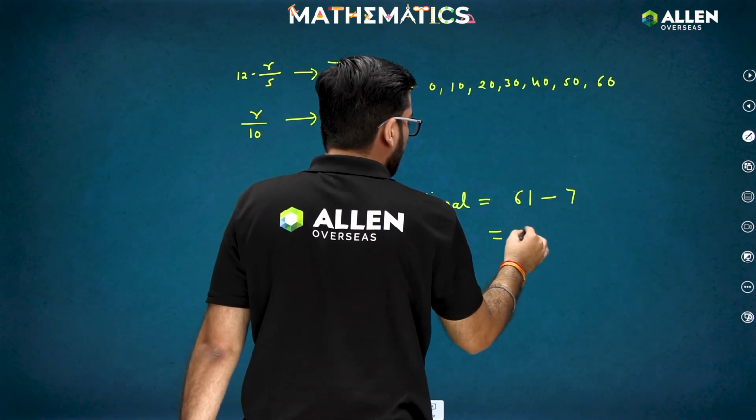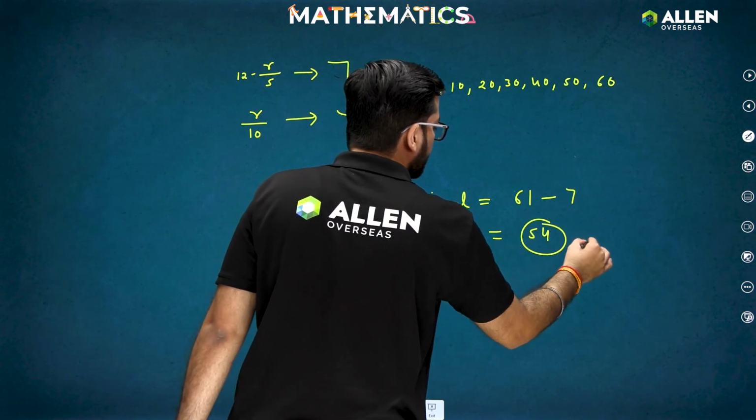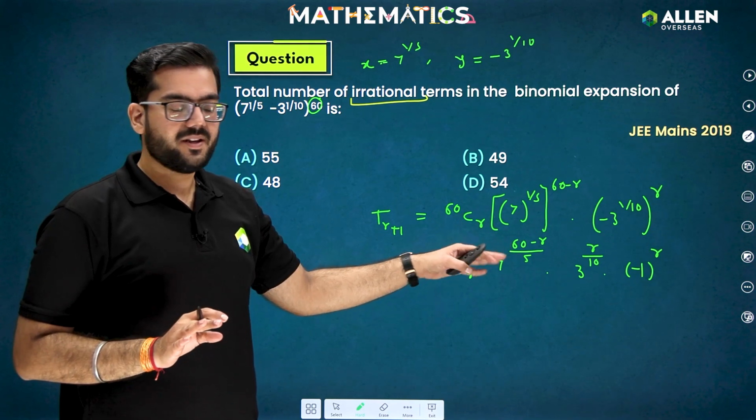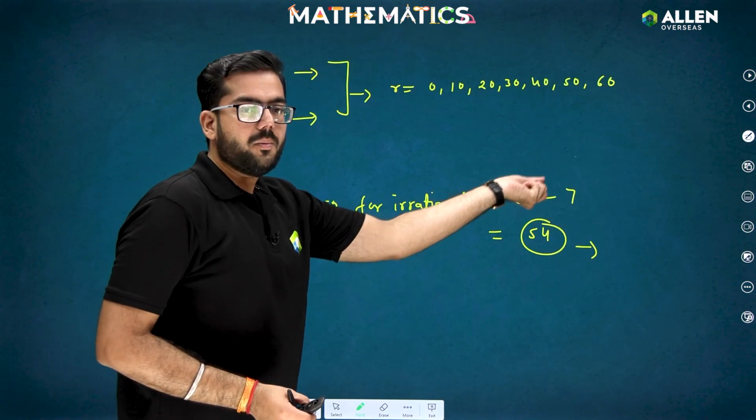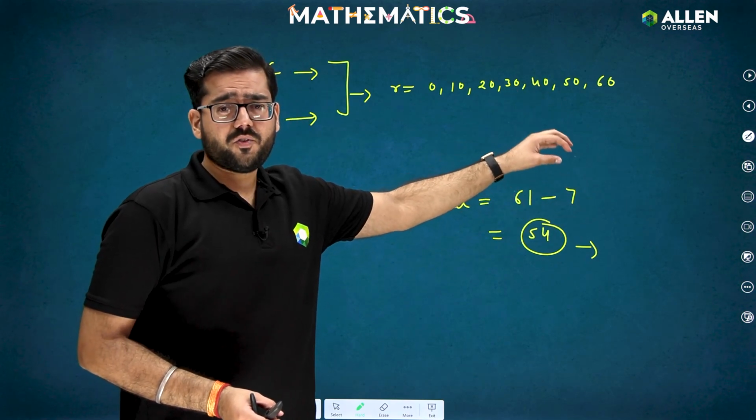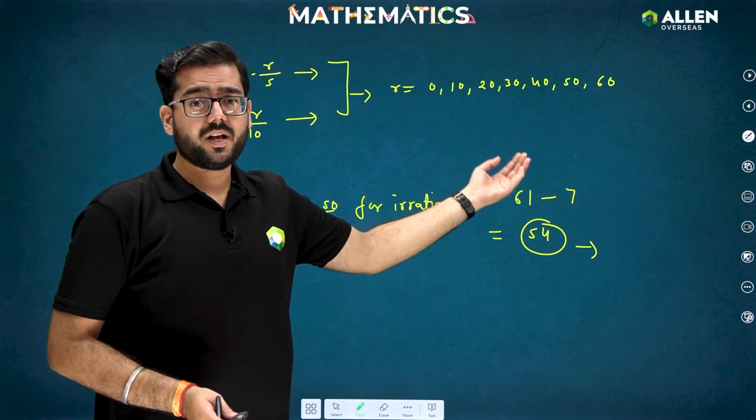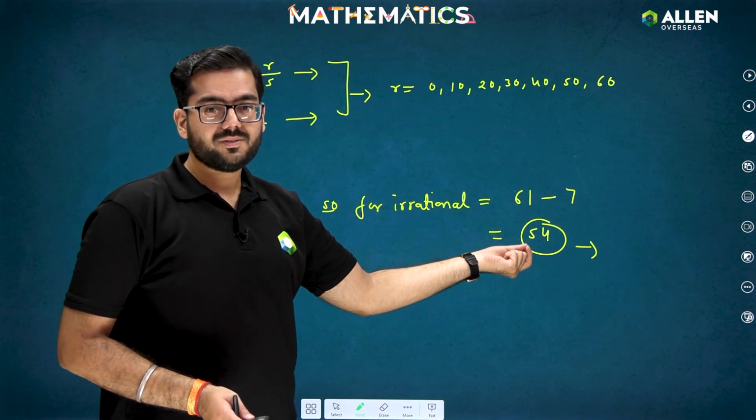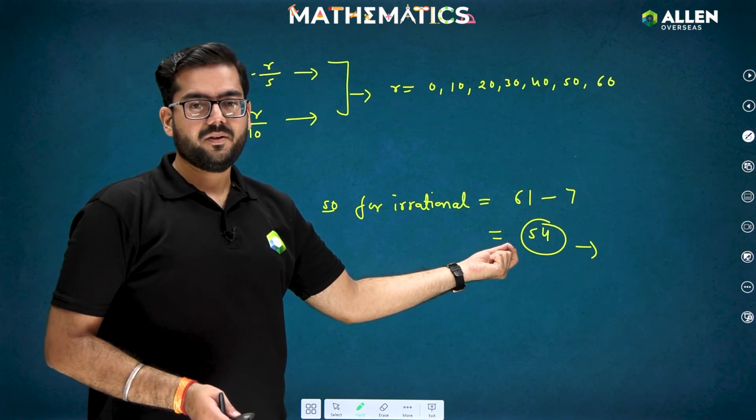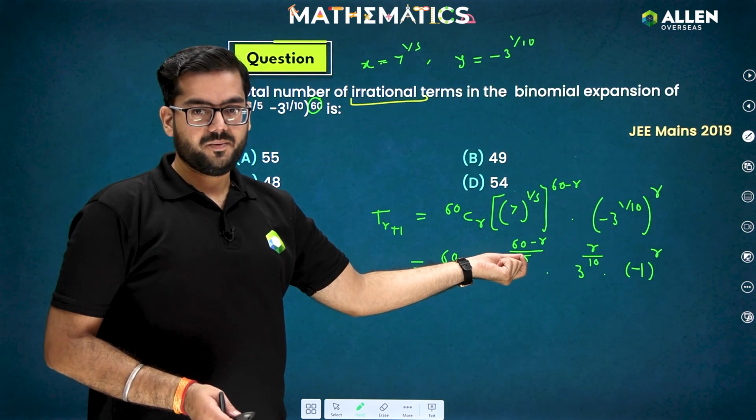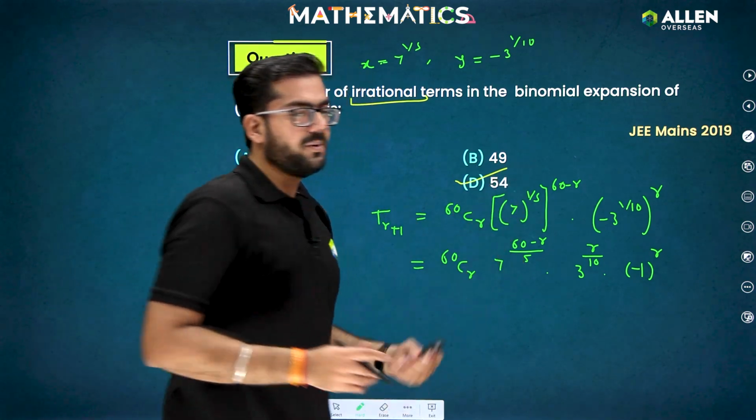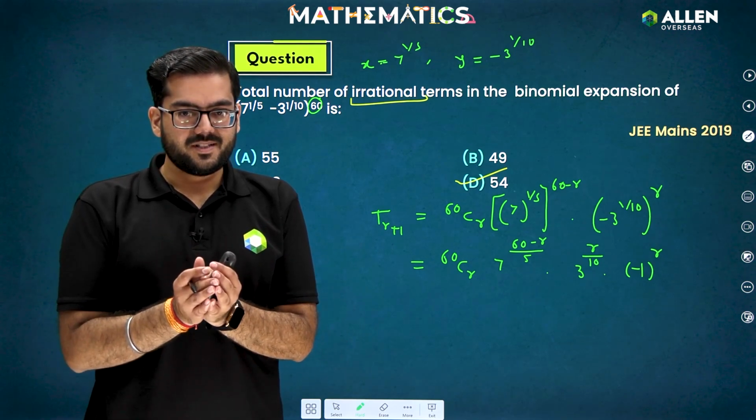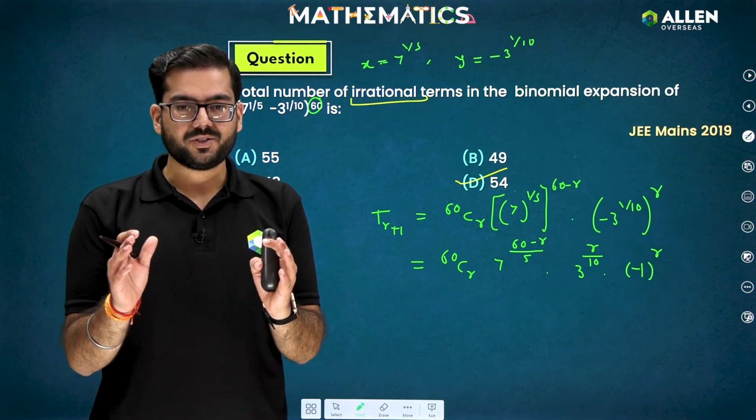So you will get a total of 54, for which this expression will become irrational. I have just subtracted from the total those values of r for which my expression becomes rational, and I am getting 54 terms which are irrational. Fine. So you can see option D would be the correct one. This is quite easy once we understand the concept of how to deal with it.